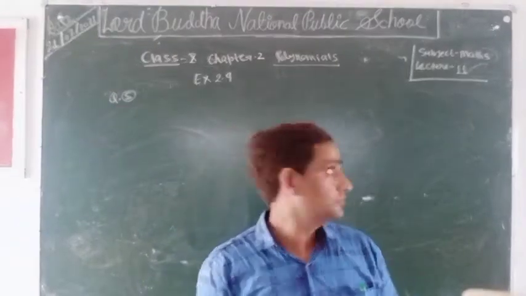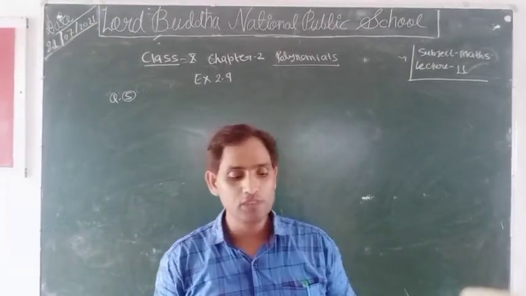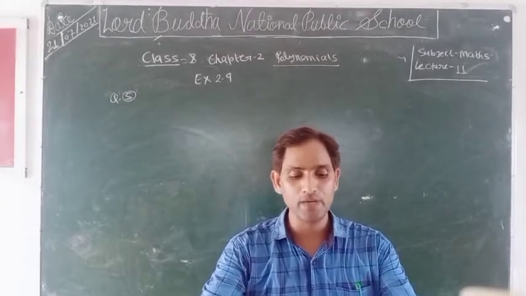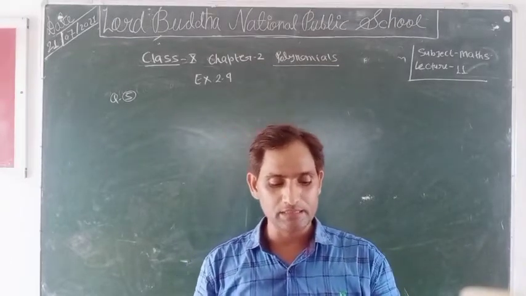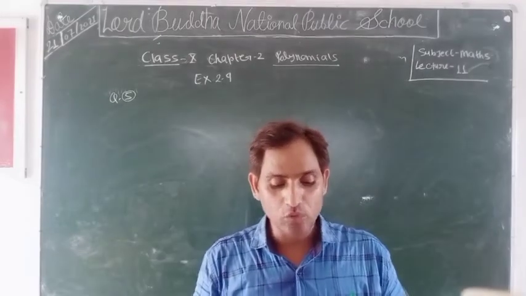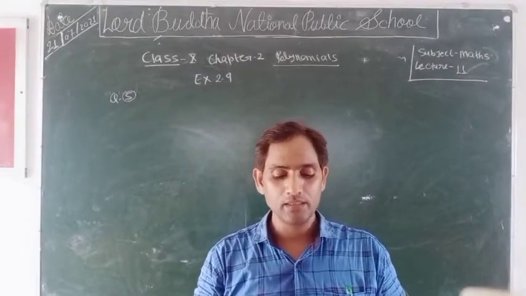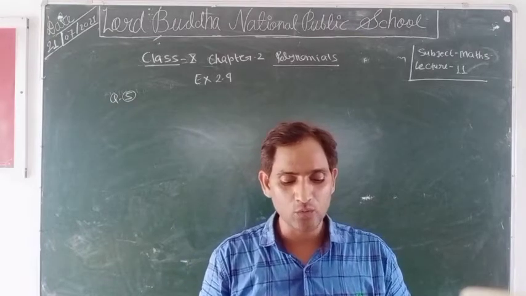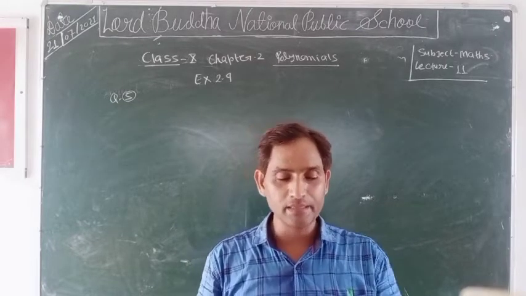We see that the question is: if the polynomial x power 4 minus 6x cube plus 16x square minus 25x plus 10 is divided by another polynomial x square minus 2x plus k, the remainder comes out to be x plus a. Find k and a.